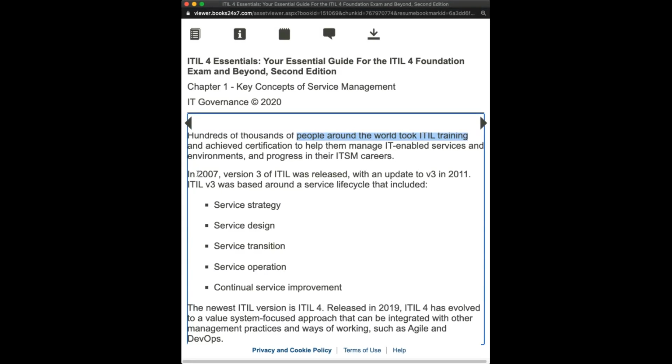After 6 years, in 2007, version 3 of ITIL expanded it. They now have five: service strategy, service design, service transition, service operation, and continual service improvement. Those are part of the service lifecycle. And we have the newest version, which is ITIL 4, and it's focused on being integrated with other management practices such as Agile and DevOps.